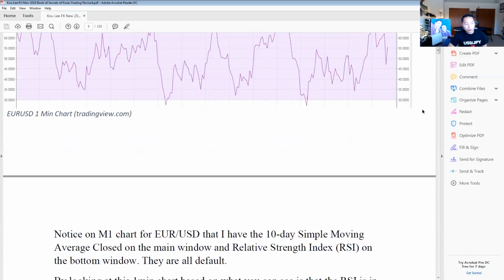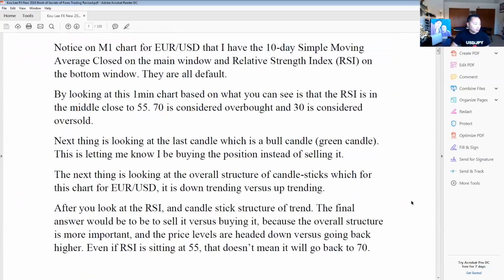Your entry points are the most important thing, especially when it comes to scalping. And your swinging is different. You can miss the swing trade, but then if you catch the trend later, you're going to catch it. So, just giving you guys a little tip there.